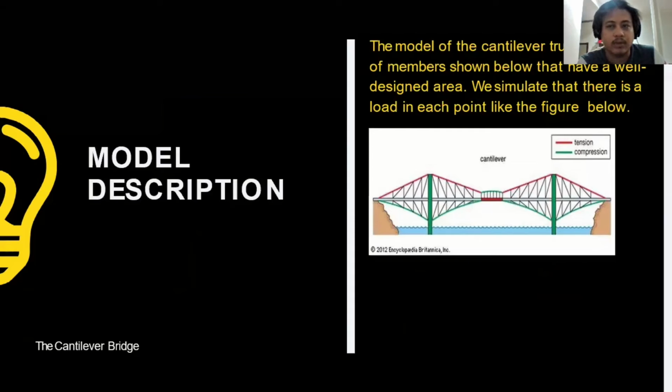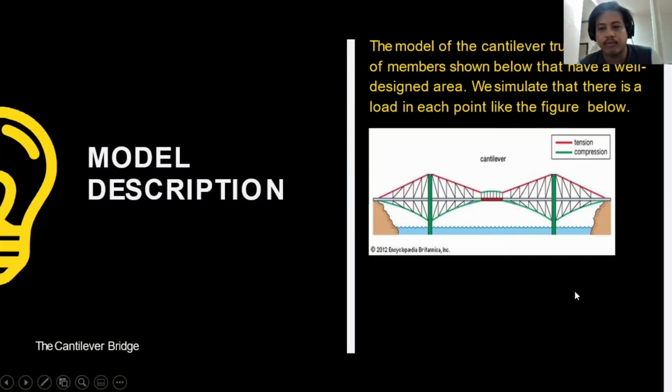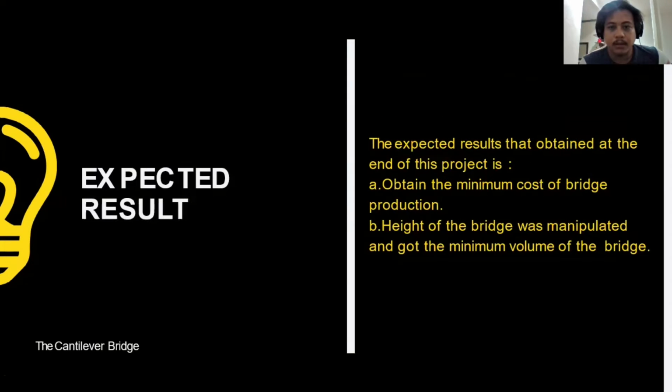This is the model of the cantilever truss, which consists of members shown below. They have a well-designed area. We simulate that there is a load at each point like the figure below. And this is the tension of this bridge, and this is the compression of this bridge. And these are the expected results of this project: first, to obtain the minimum cost of bridge production, and second, the height of the bridge was manipulated to get the minimum volume of the bridge.